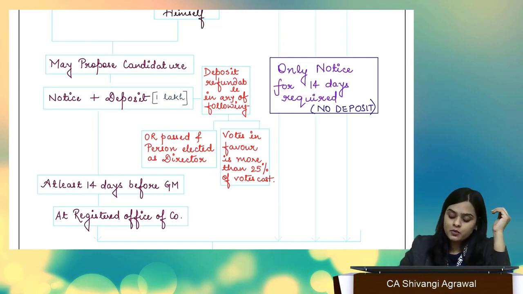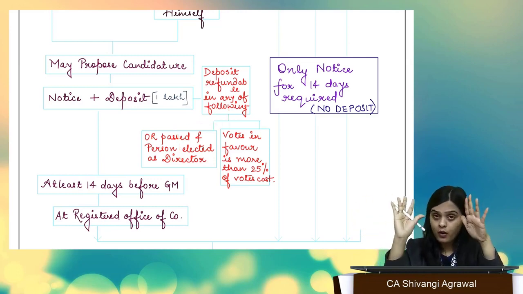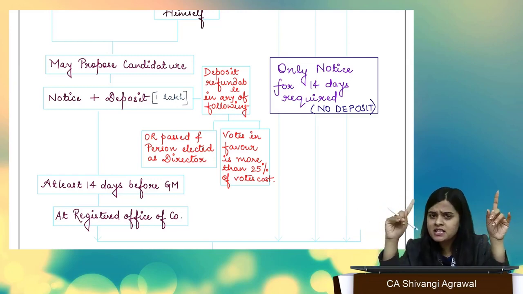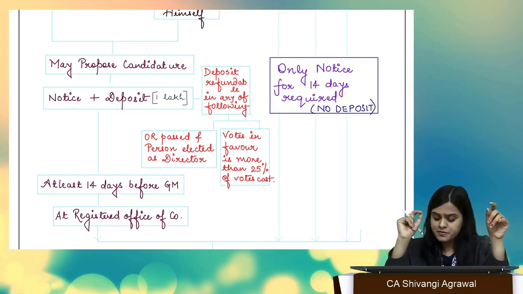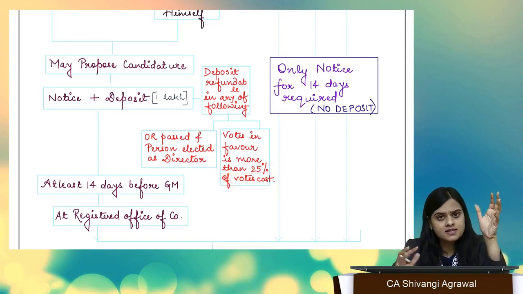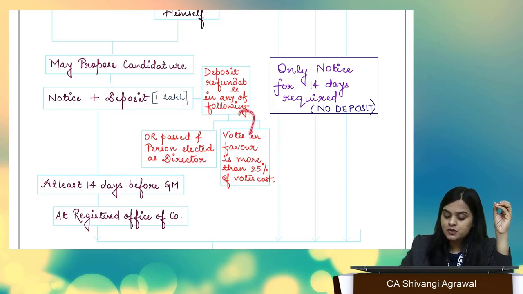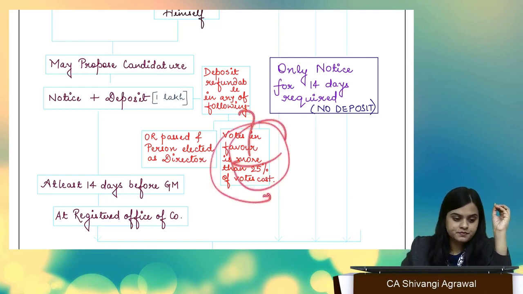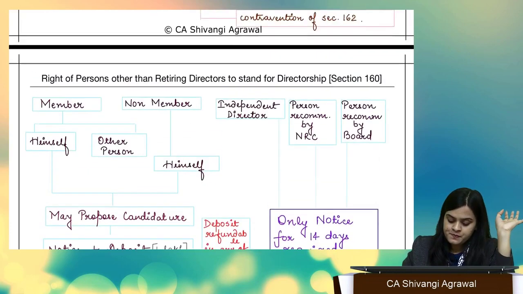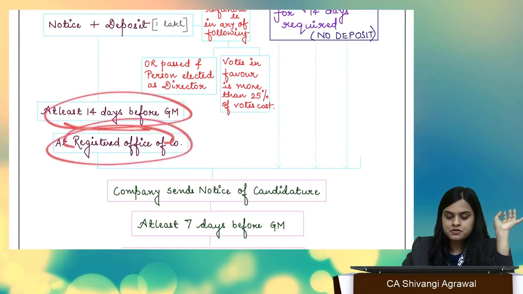Now this deposit will be refunded if the person is elected as a director, or even if he is not elected but his votes are more than 25% of the total votes which have been cast, it shows that he was a serious and eligible candidate. So in this case also the refund is made. Fine. So you serve this notice to the registered office of the company.